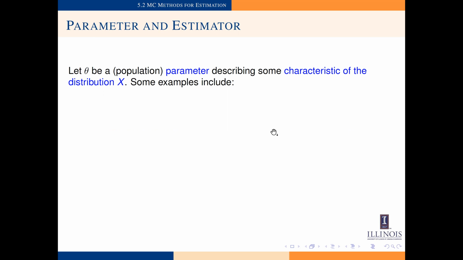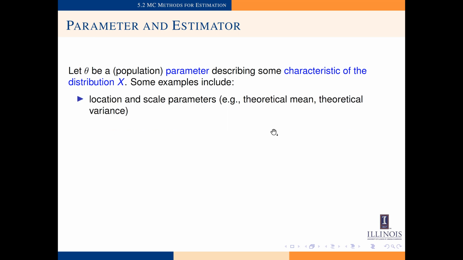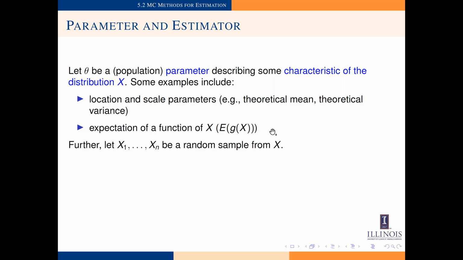So for example, theta can be the location and scale parameters of your distribution X. So something like the theoretical mean or the theoretical variance. Theta can also be the expectation of some function of X, so E of g(X). Let's further go back to the data world. So theta is in the theory world about the population.